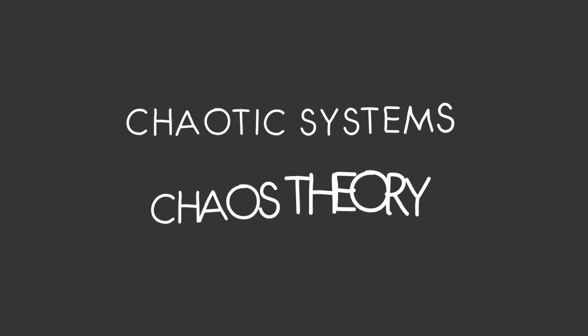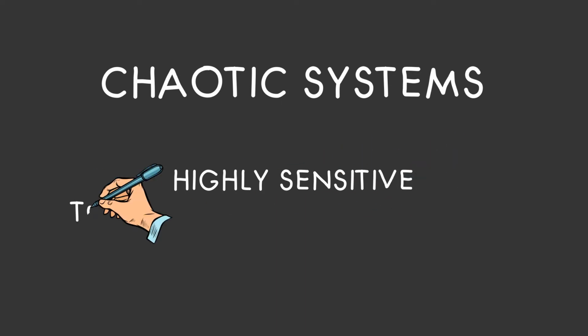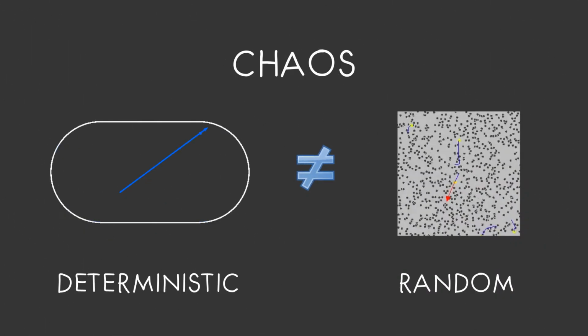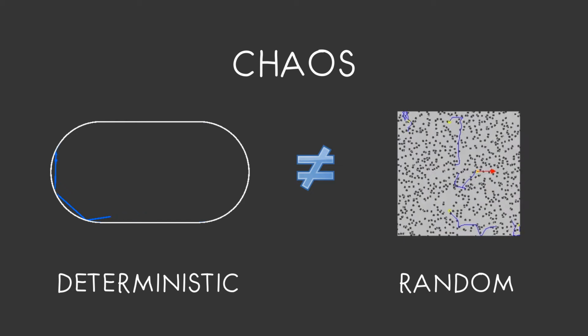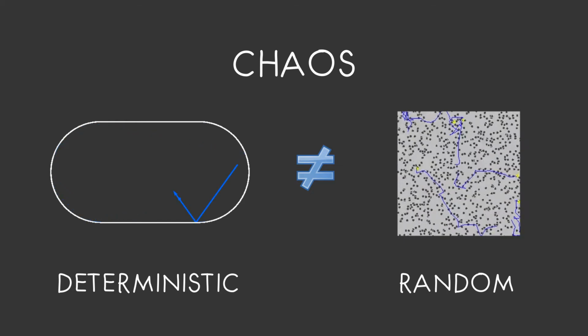Now, what do I mean by chaotic systems and what is the chaos theory? Chaotic systems are systems which are highly sensitive to small differences in their initial conditions. Chaos occurs even though such systems are deterministic. This means that their future behavior is determined by their initial conditions with no random elements involved.